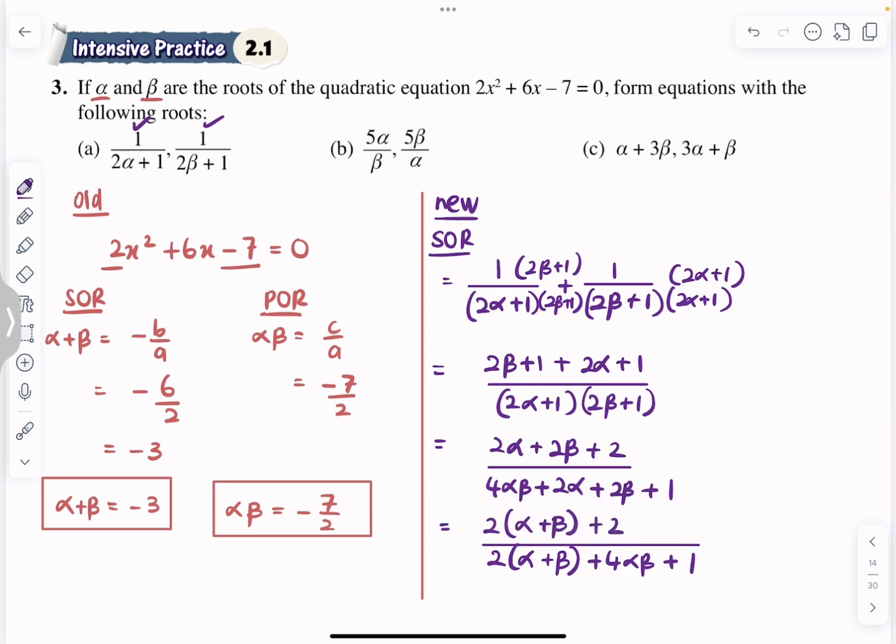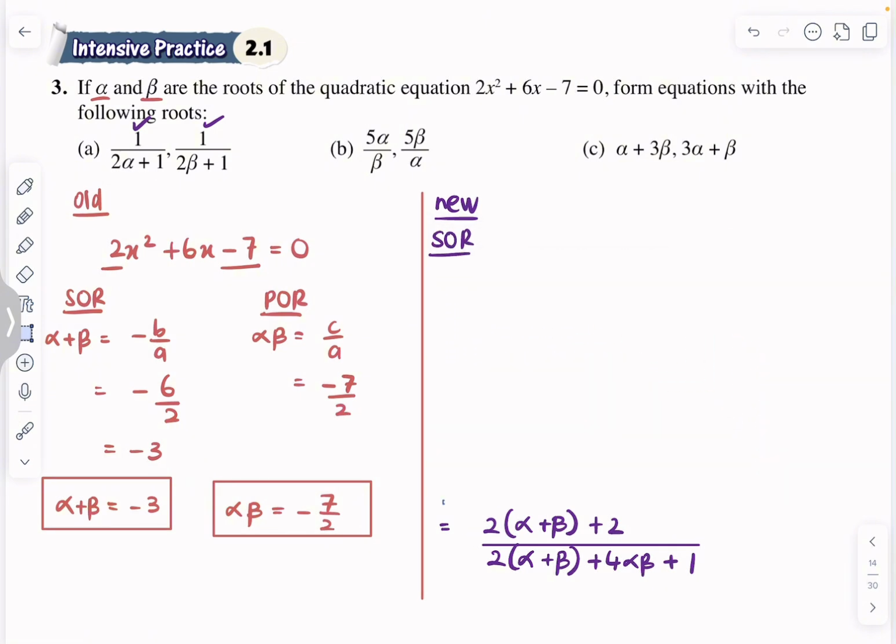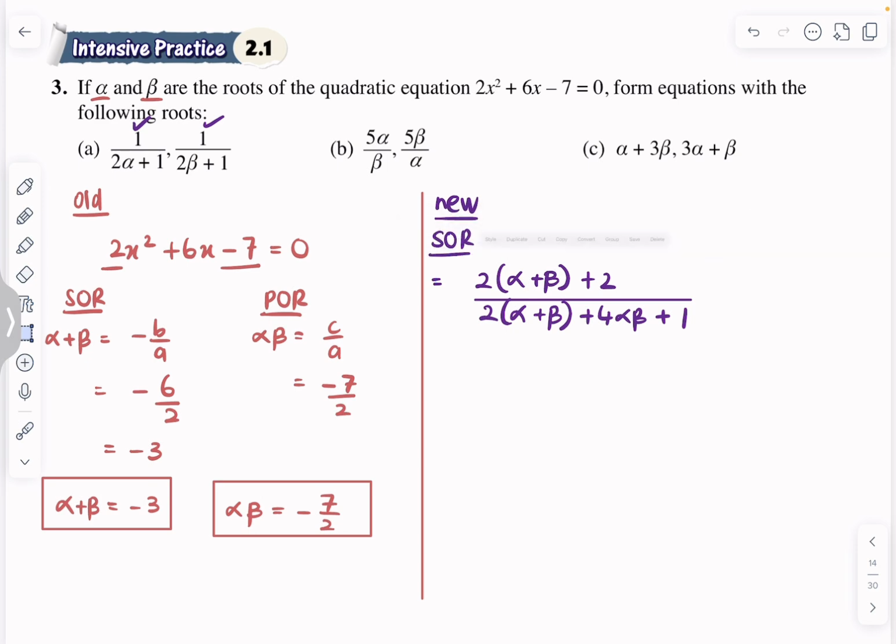Okay, now let's erase this first. Let's look at what we can do from here. Don't do the common mistake where you cut these two, cannot. Because these are all related by plus, you cannot go and cut these two. If it's times then can. Right, so now we just have to sub. The alpha plus beta we have. This one also we have, is alpha plus beta. And alpha beta also we have. So we can find our new SOR.